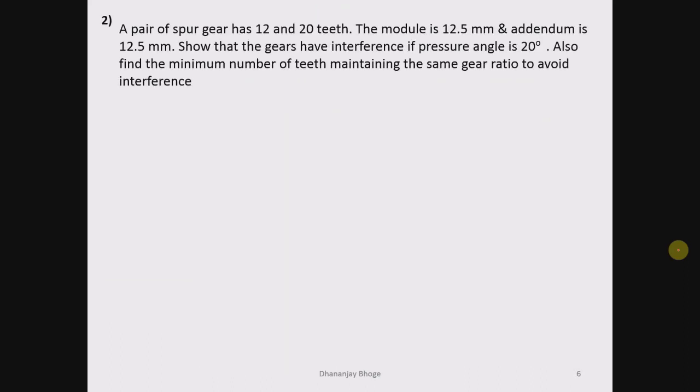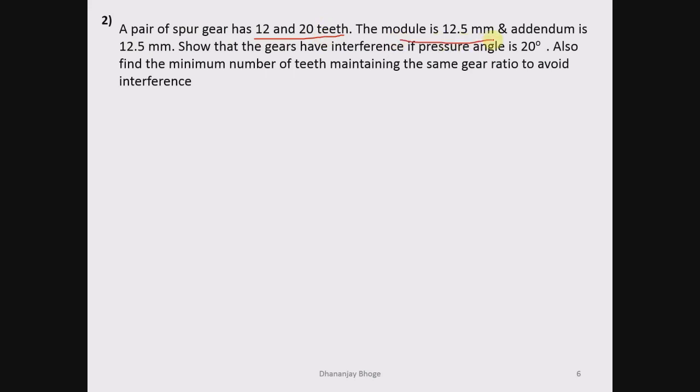Okay, numerical number 2. Don't write the problem statement. I will share the PPT with you. We will read the problem statement. A pair of spur gear has 12 and 20 teeth. Now the gears are not the same. One gear is having 12 teeth, another is having 20 teeth.